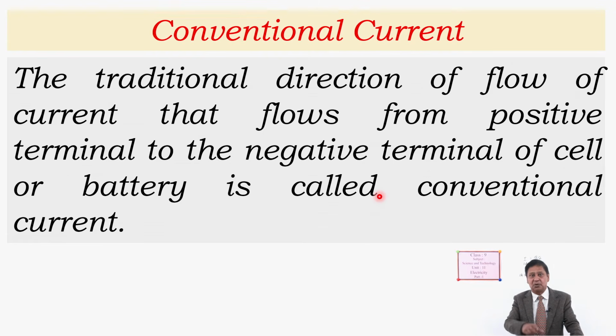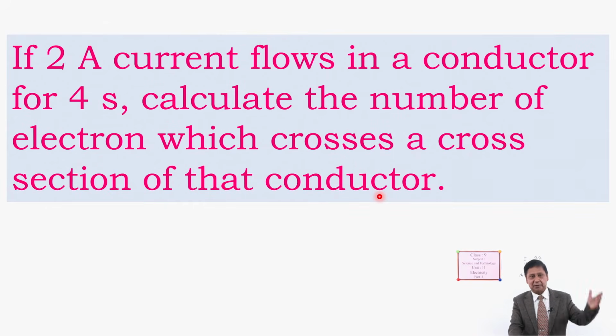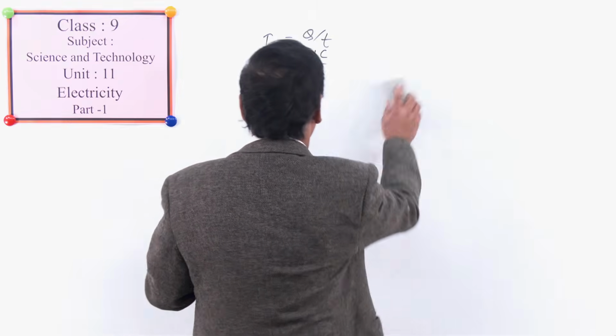Now at last I want to solve a numerical problem related to current. Let's go through this also. If 2 ampere current flows in a conductor for 4 seconds, calculate the number of electrons which cross a cross section of that conductor. What is the question? Look at this again. 2 ampere current is given, time is given, 4 seconds. 2 ampere current is flowing for 4 seconds. Now, what is the number of electrons that cross any one cross section of that conductor? This is the question. We can solve it very easily.